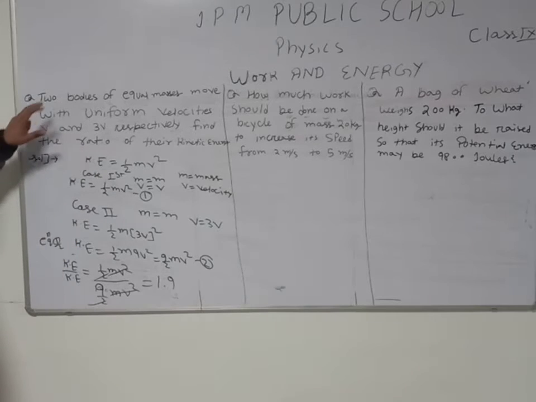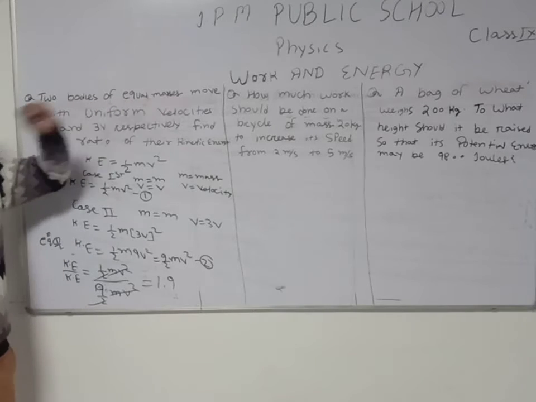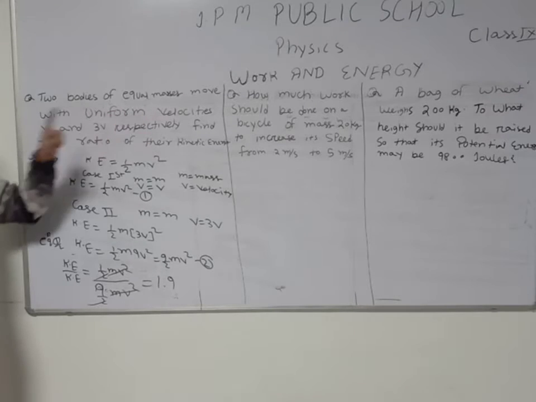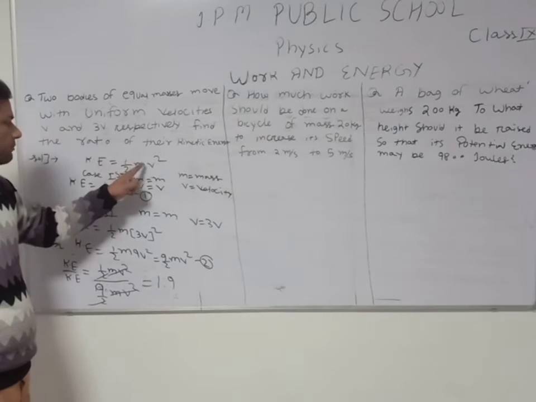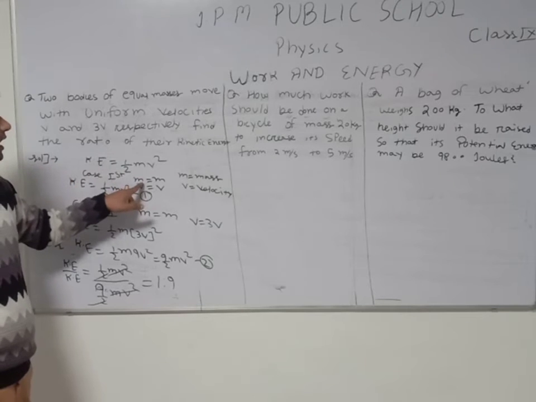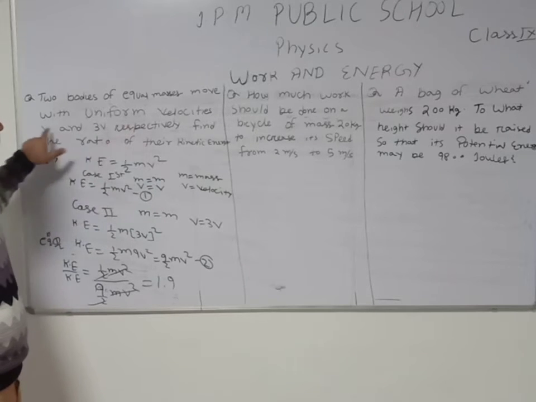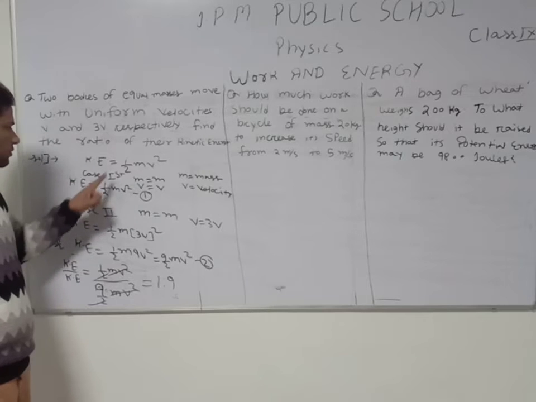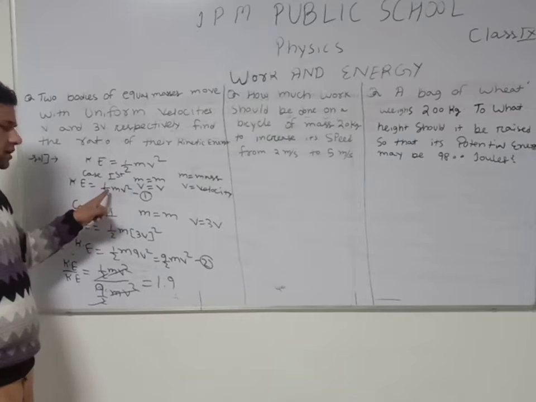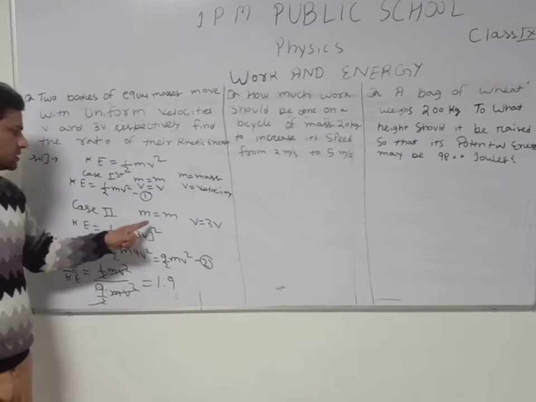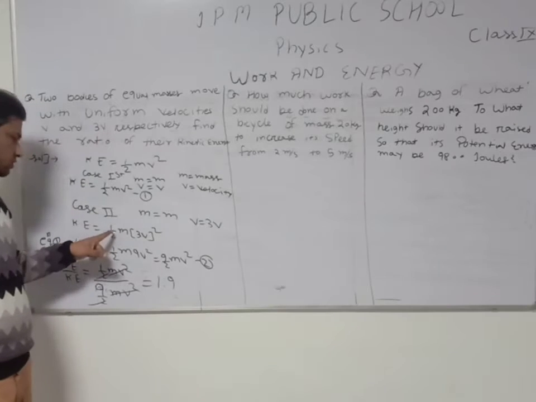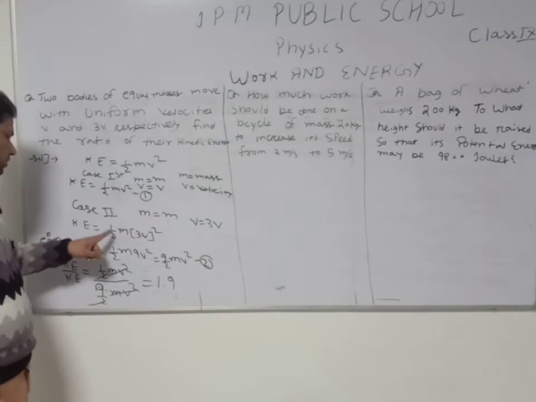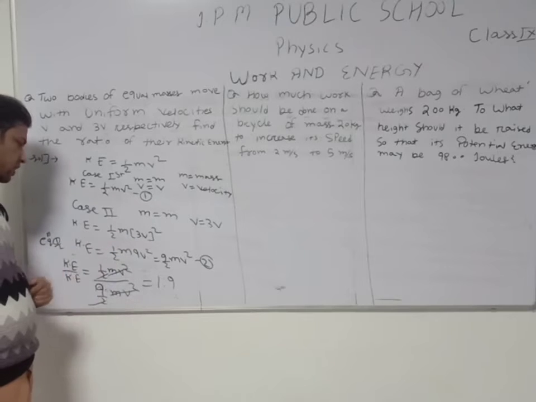Student, listen again. Two bodies of equal masses move with uniform velocities v and 3v respectively. Find the ratio of their kinetic energy. So student, the formula of kinetic energy is half m v square. Case first: m is given as m and the velocity is given v equal to v. Then we put the value in this formula. In second case m equal to m but the velocity is changed, it means v equal to 3v. Then kinetic energy equal to half m 9v square, it means 9 by 2 m v square.